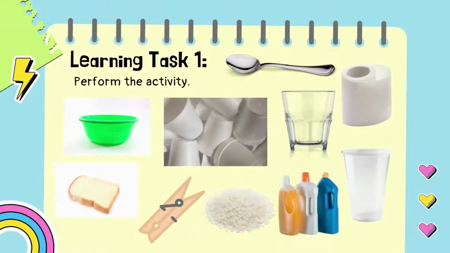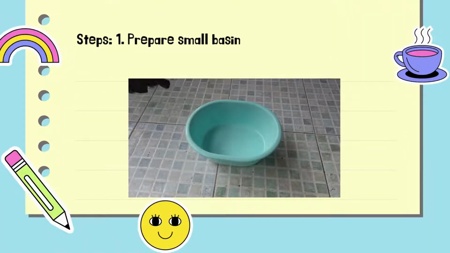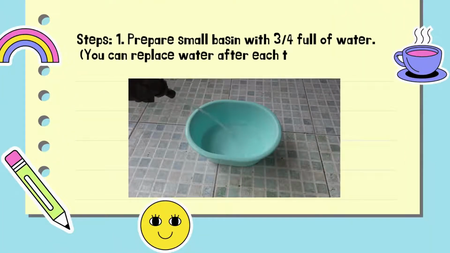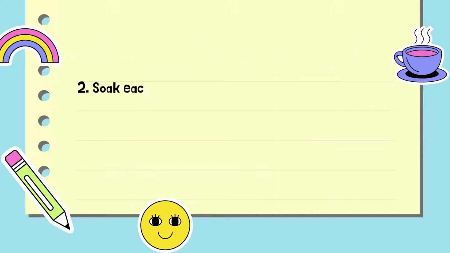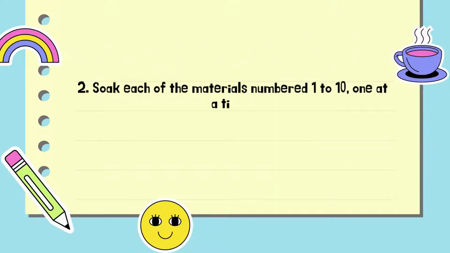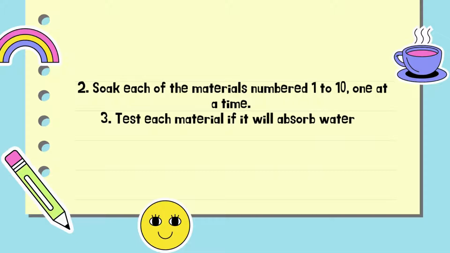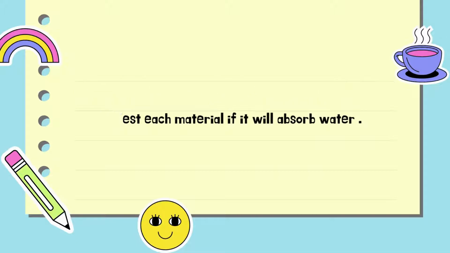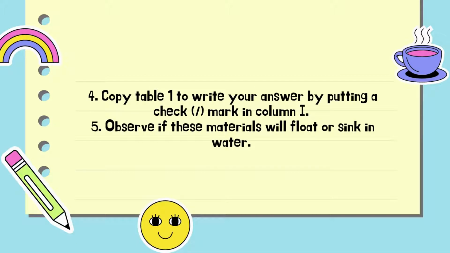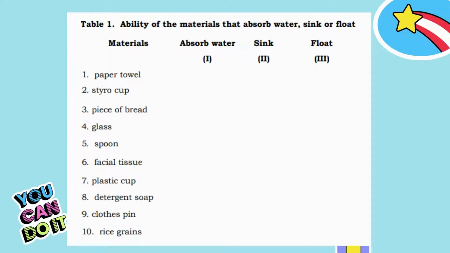For our first activity, you will need this material. First, you will need to prepare a small basin 3/4 full of water. Next, you will soak each material numbered 1 to 10, one at a time, and test if it will absorb water. Then, you must copy table 1 to write your answer by putting a check mark in column 1. Observe if these materials will float or sink in water. You may pause this video and resume once you're done with the activity.